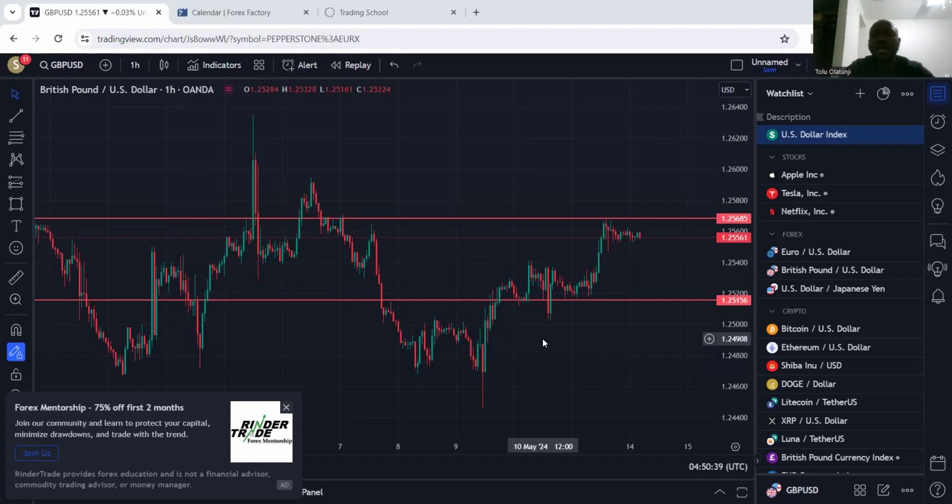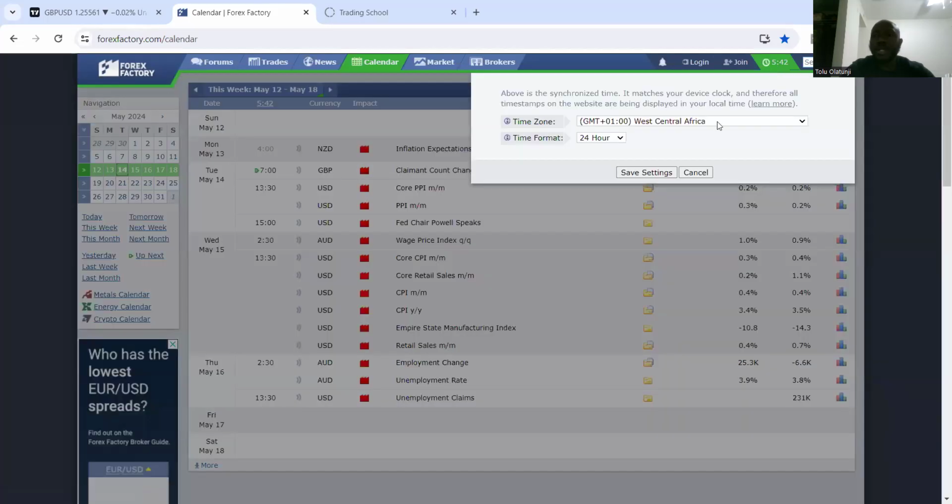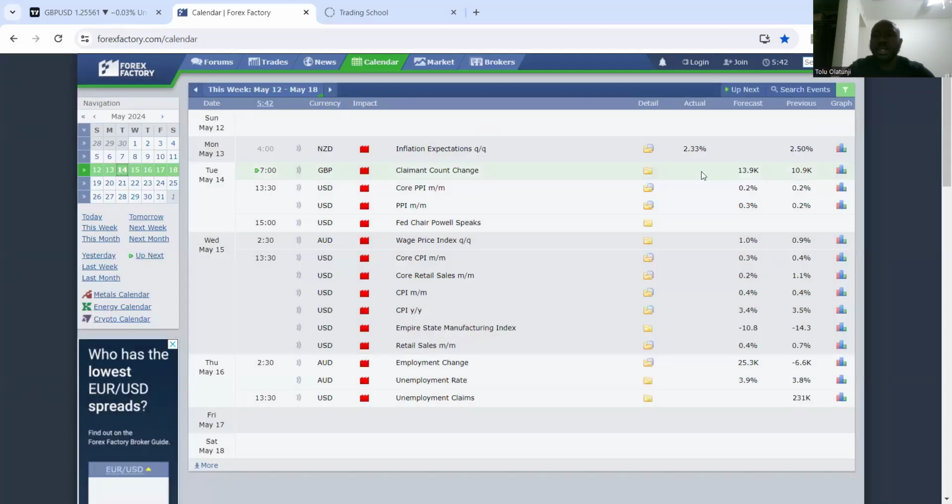And don't forget, by now, you should already know that, based on today, 14th of May, we have high impact news for pounds, right? And we have high impact news for the dollar at 1:30 p.m. UK time, and then 3 p.m. UK time as well. You can relate this to your own time zone. Don't forget, you can always change the time zone when you come over here and click on the time, and you can change the time zone over here to yours.